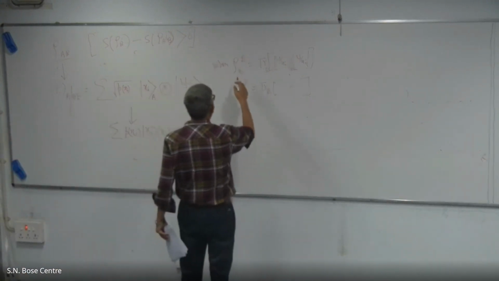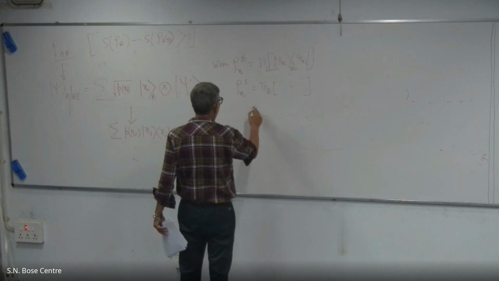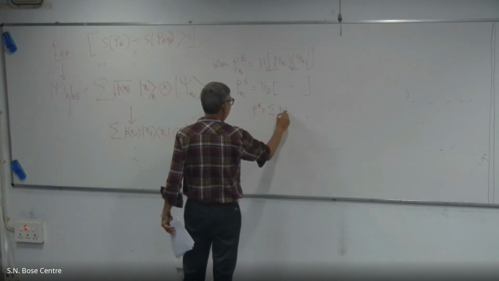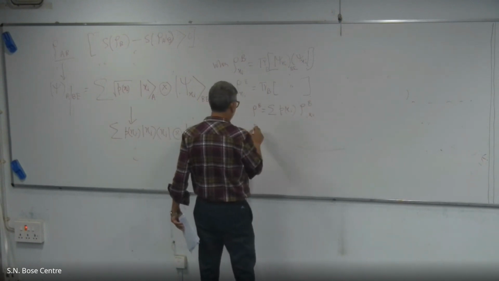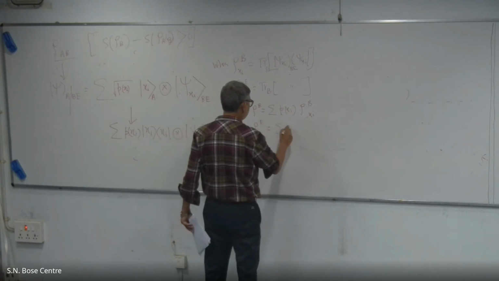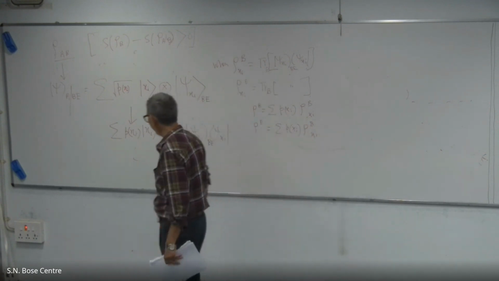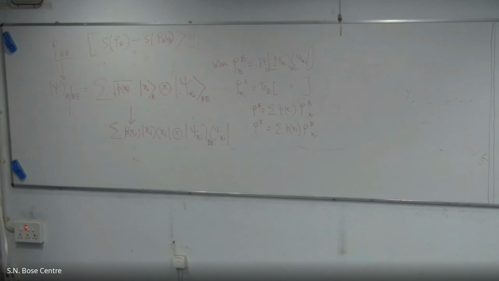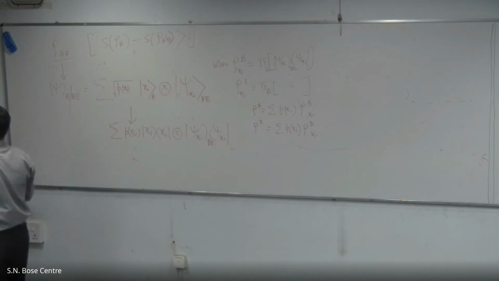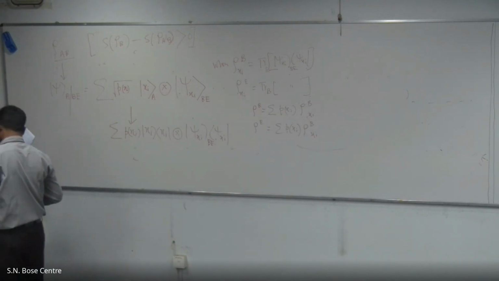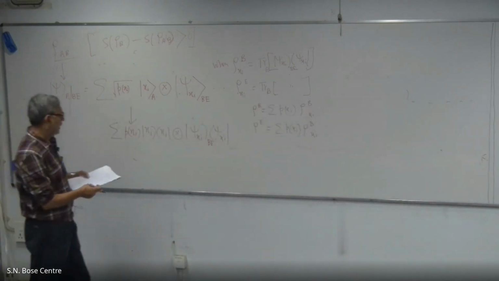So how do we calculate Bob's overall density matrix? Bob's density matrix rho b will be the sum over xi of rho b xi, and similarly rho e will be the sum over xi of rho e xi. And rho a, of course, is very simple.